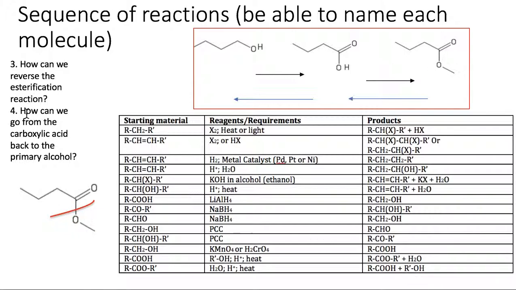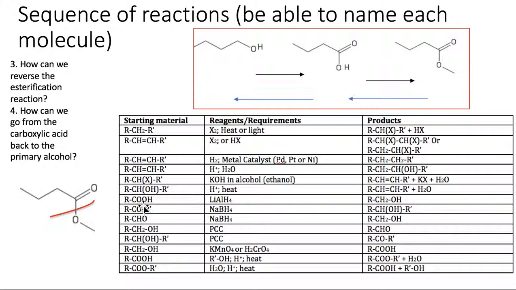So next question is, how can we go from carboxylic acid back to the primary alcohol? So how can we go from here back to here? So what do we need? Where is it? It's not right here, but because we only covered, oh, it's right here. I'm sorry. Oh my goodness, I should be the one studying this table that I made myself. I did make this table and I'm forgetting where things are at. Okay, it's been a long semester.